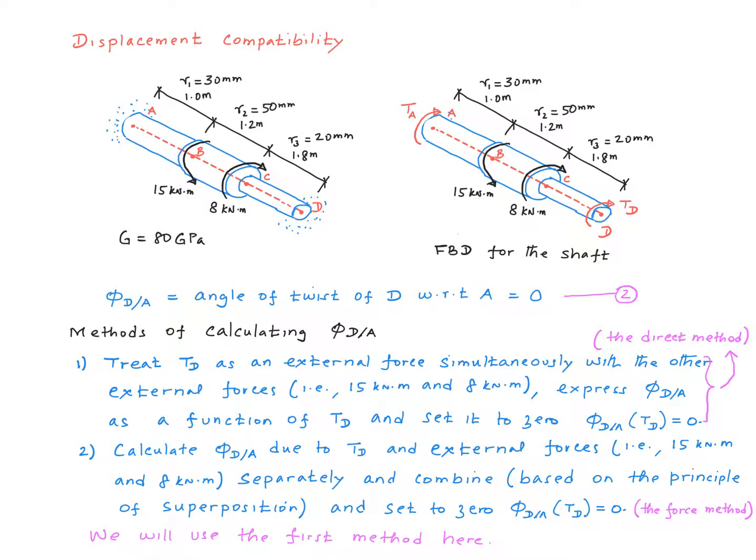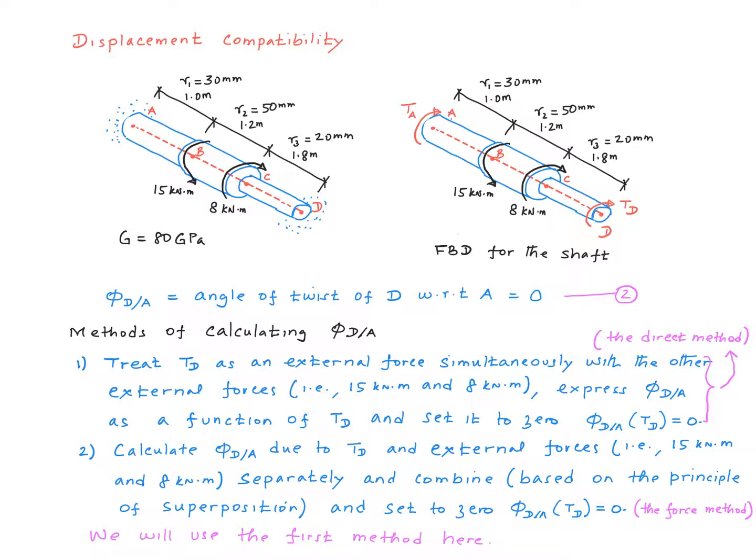But if you recall, just as in the case of the statically indeterminate axially loaded problems, there are 2 ways to go from here. In other words, there are 2 ways to calculate the angle of twist of point D with respect to point A. In the first method, we take the support reaction at point D and treat that as an external force along with these other forces. Then we can come up with an expression for the angle of twist at point D with respect to point A, and we set that to 0. So in that equation, there's going to be 1 unknown, which will be T sub D, and then we can solve for T sub D.